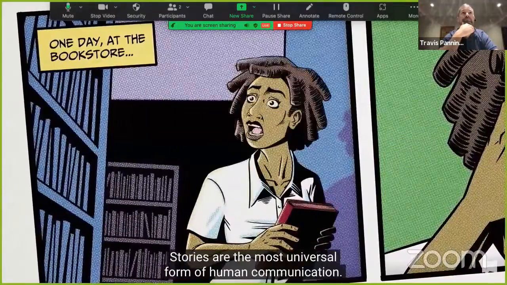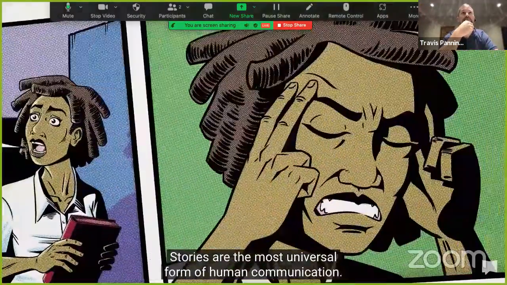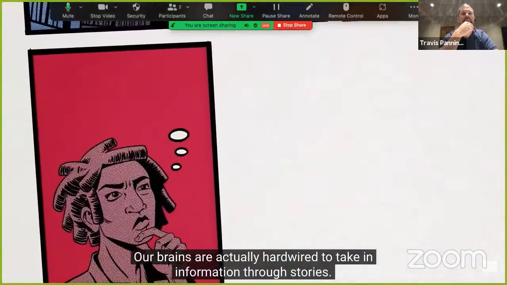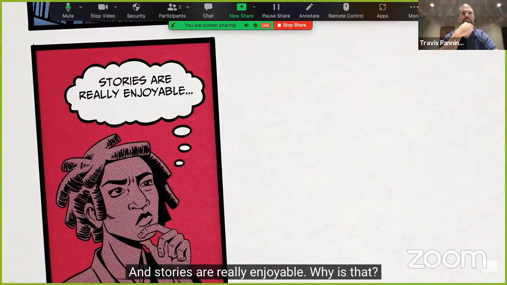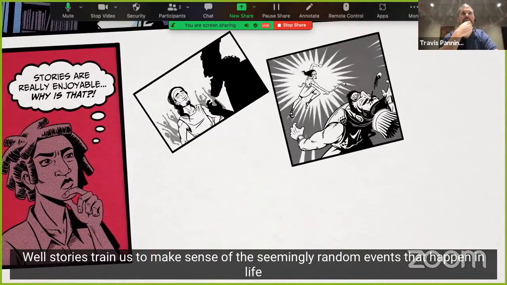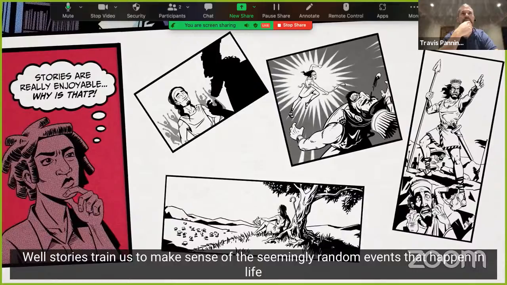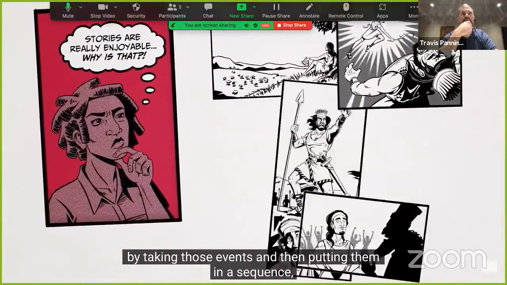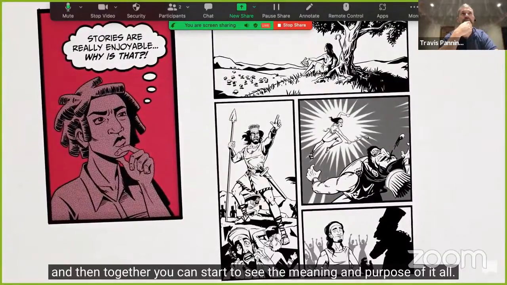Stories are the most universal form of human communication. Our brains are actually hardwired to take in information through stories. And stories are really enjoyable. Why is that? Well, stories train us to make sense of the seemingly random events that happen in life by taking those events and then putting them in a sequence. And then together you can start to see the meaning and purpose of it all.